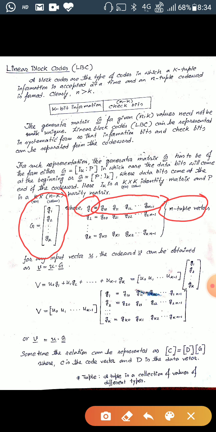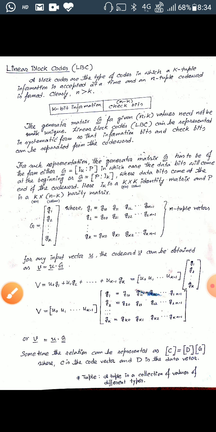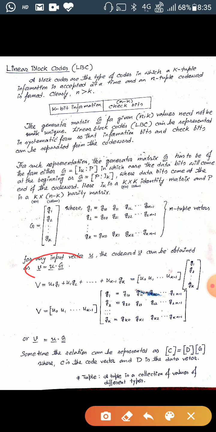Now this one is written in matrix form as a product term, that is V equals UG, where V is the code word, U is the message signal, and G is defined as the generator matrix. If you multiply these two as a dot product, V, the code word, can be generated for various kinds of blocks.